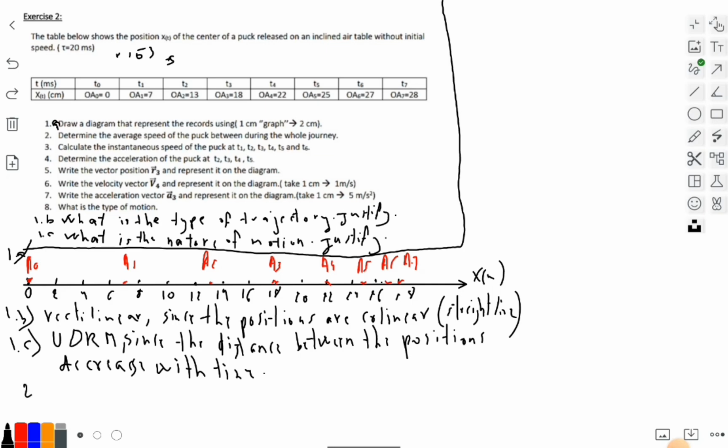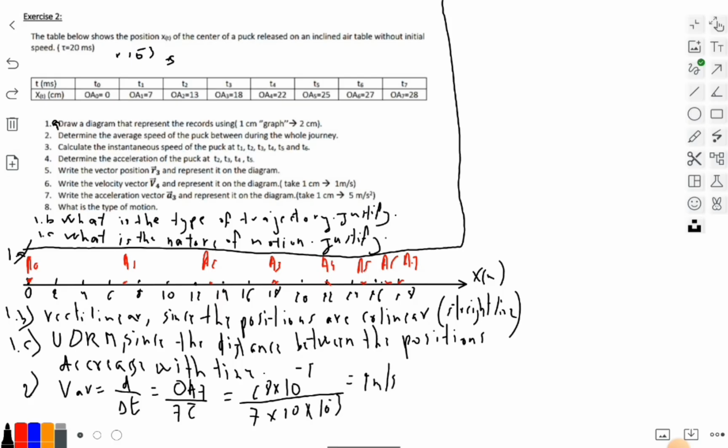Part 2, calculate the average speed during the whole journey. So V average is equal to the total distance over delta t. So it's equal to OA7 over 7 tau, which is 28 times 10 to the power minus 2 from centimeter to meter, over 7 times tau, 20 milliseconds times 10 to the power minus 3. We obtain 2 meters per second.